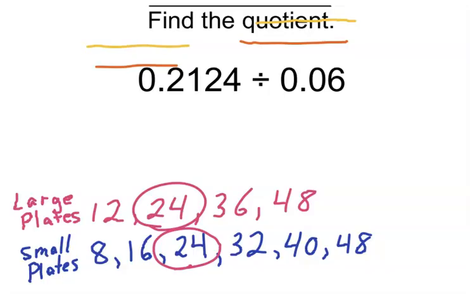Well, I guess if we got 8 at a time, we can get 3 of those and get 24 small plates. And then for the large plates, we can just buy 2 packages and get 24 large plates. So that way we would have the exact same number of large and small plates, so we would not have any left over. So the answer here would be 24. All right, that's the answer for that problem.